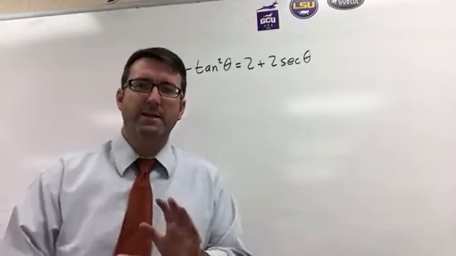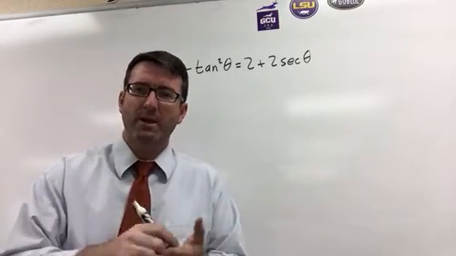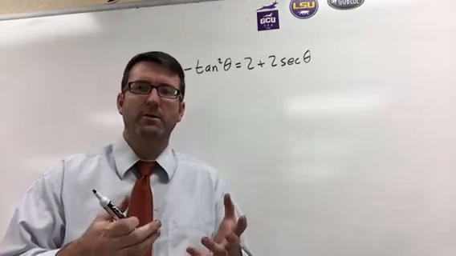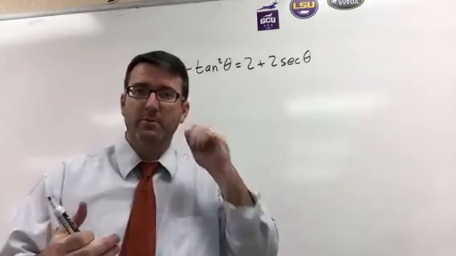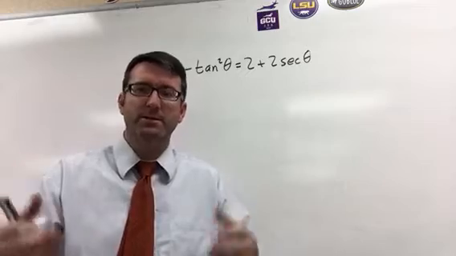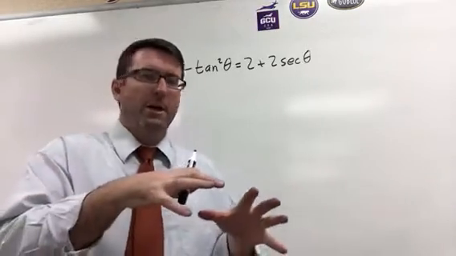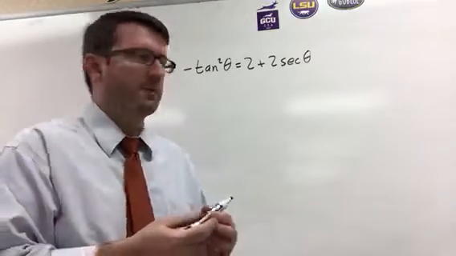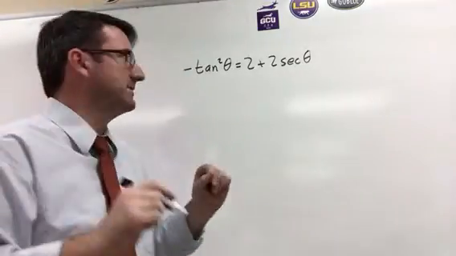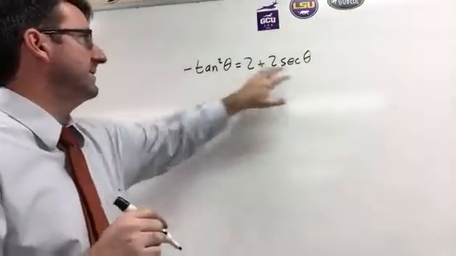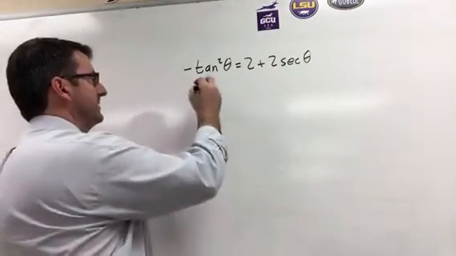All right, number 8 is another problem where we're going to want to use the zero product property. We're going to want to get one side equal to 0, and then factor, and then use the zero product property to solve for theta. But it's got one little twist to it.